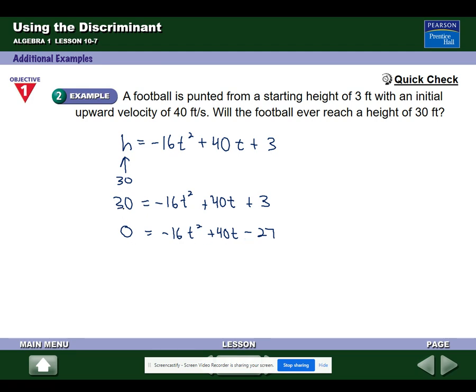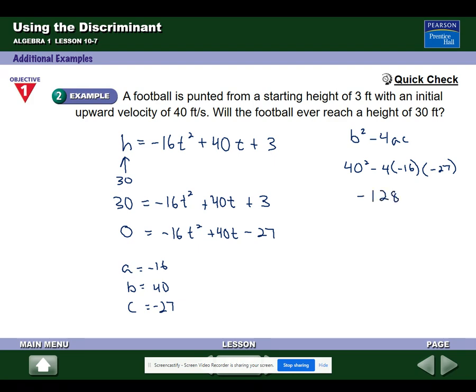So anyway, what we did here is we subtracted 30 from both sides. That means that a is negative 16, b is 40, c is negative 27, and we are going to calculate b squared minus 4ac, being 40 squared minus 4 times negative 16 times negative 27. Now with those slightly larger numbers, I am going to use my calculator here. And it comes out to negative 128.